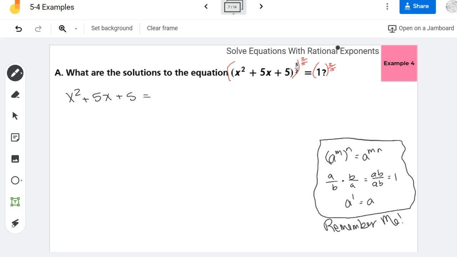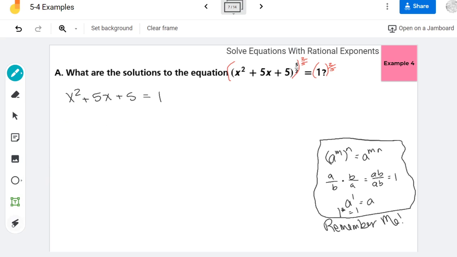Now on the right, here's another thing I want you to remember. 1 to any exponent is equal to 1. Because 1 squared is 1, 1 divided by 1 is 1. Okay, 1 to any power is 1. And that's glorious, because 1 to the 2/5 is 1. That's right.